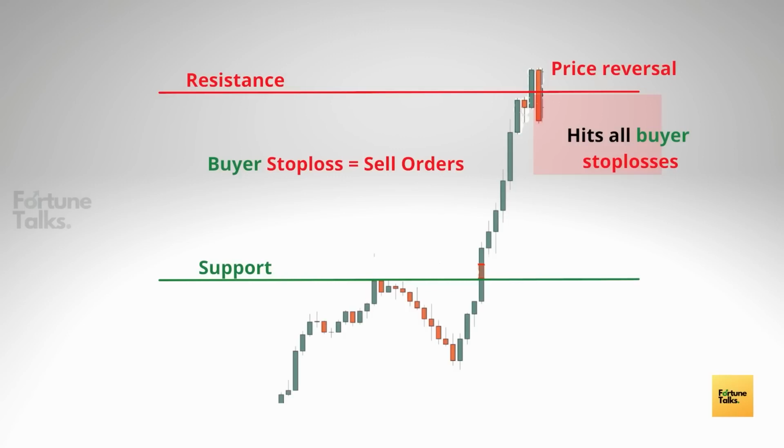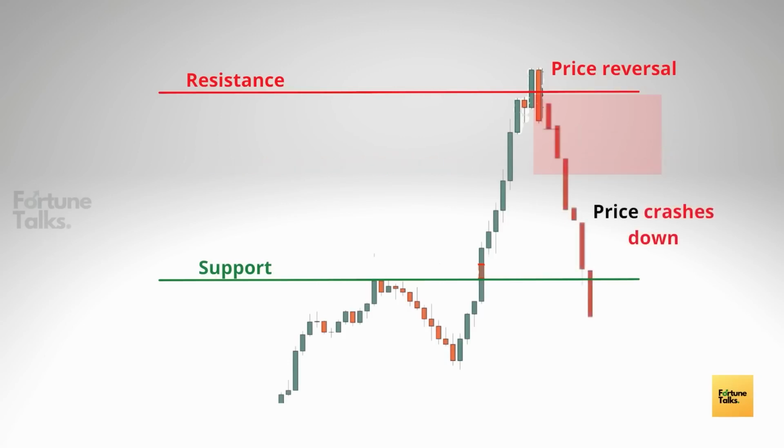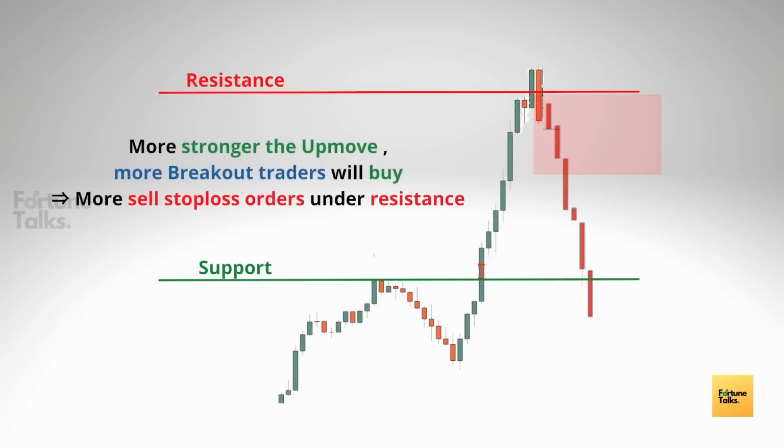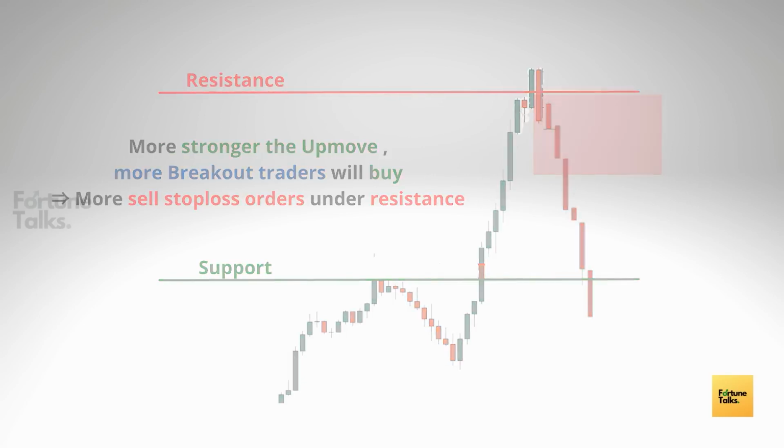This in turn means that these are actually sell stop loss orders which will induce further selling pressure in the market. Now, the stronger the bullish move into the market structure, the more breakout traders will enter the trade and there is more buying, and more buying in turn means more sell stop loss orders behind the resistance. And if there happens to be a price reversal towards the downside, it will hit all the sell stop loss orders of these breakout traders.